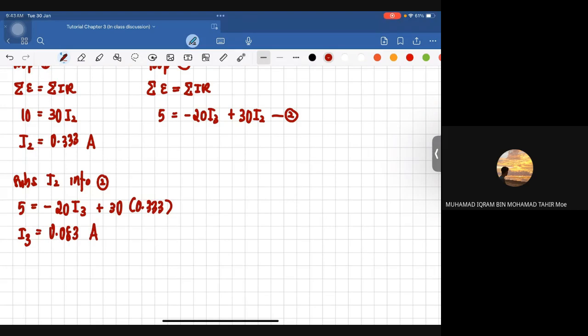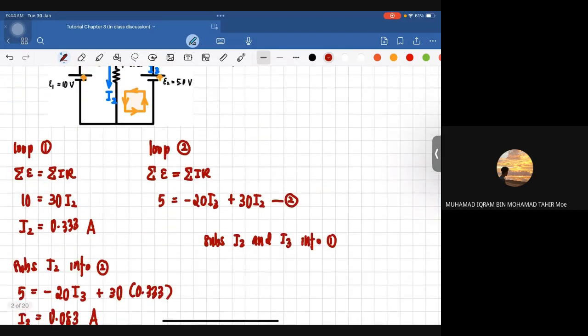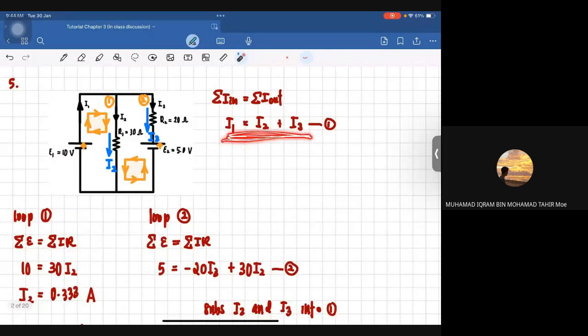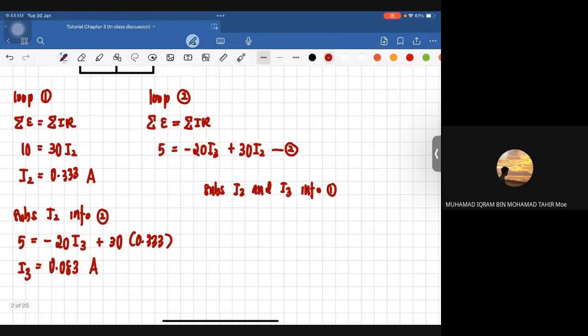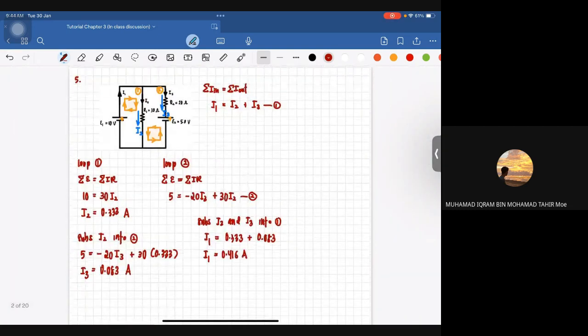So sekarang macam mana kita mau cari I1? Kita boleh substitute I2 and I3 into equation 1. Equation 1 tu yang mana satu? Dari first rule di sinilah. So I1 tu kita boleh cari, I1 is equal to 0.33 plus 0.083. Okay, so di sini kamu akan dapat I1 is equal to 0.416 ampere. Okay, dan itu je untuk Kirchhoff.